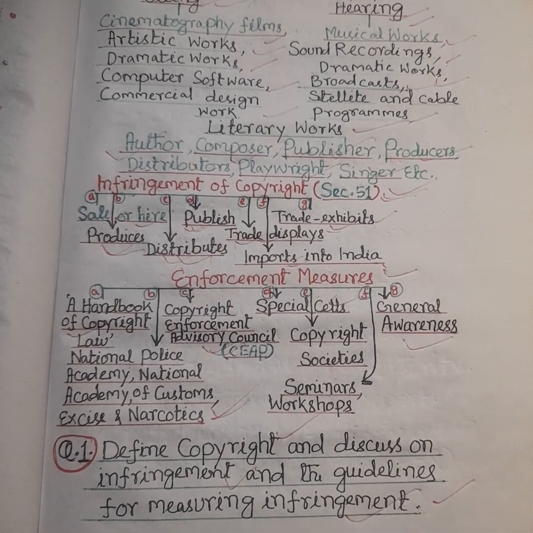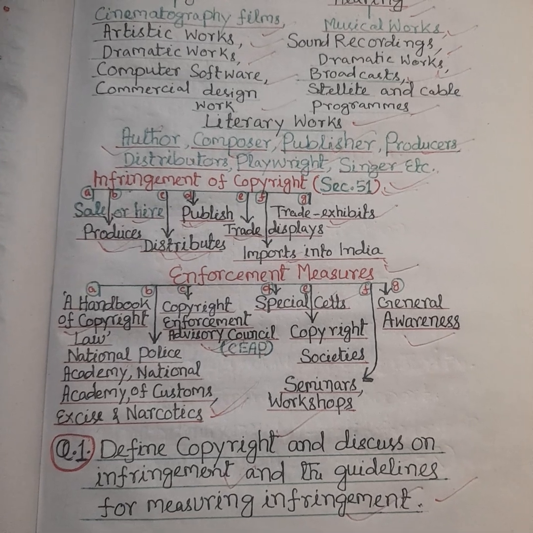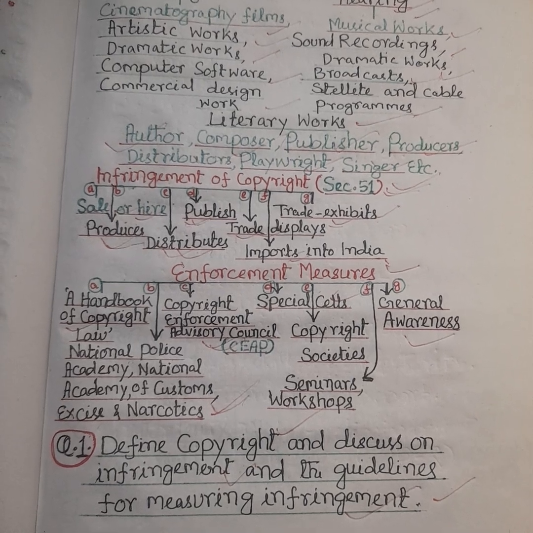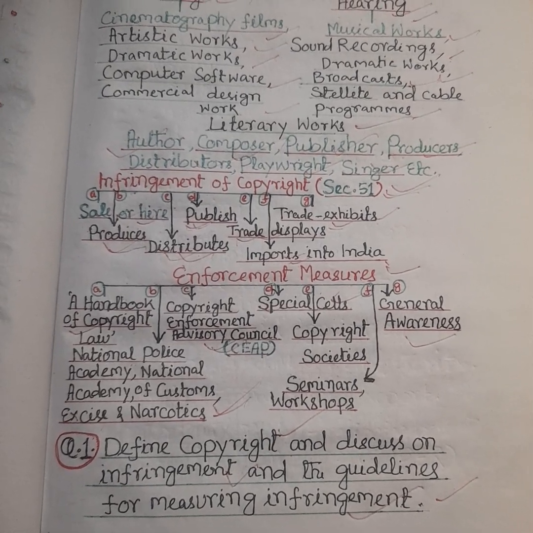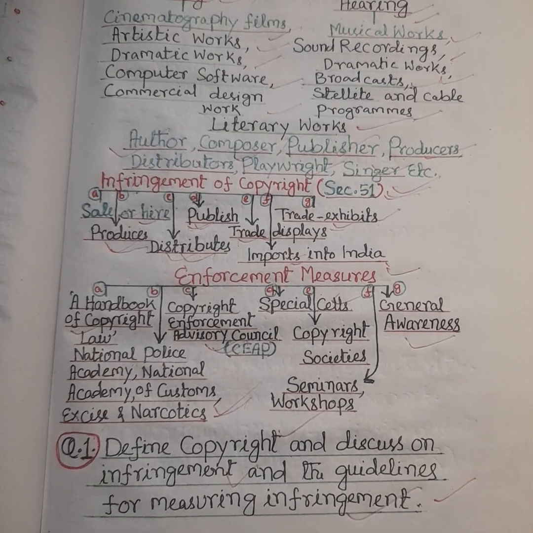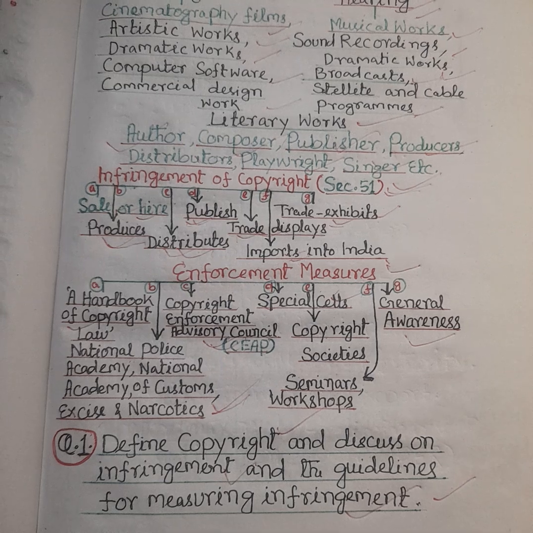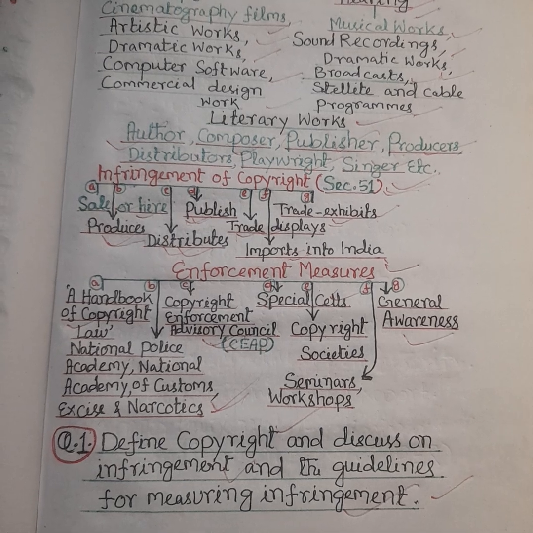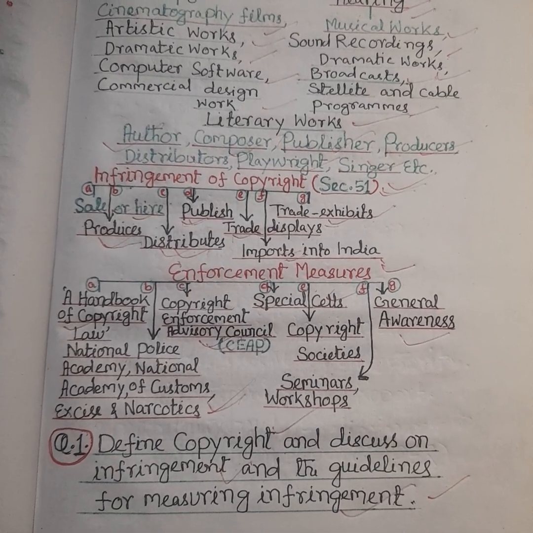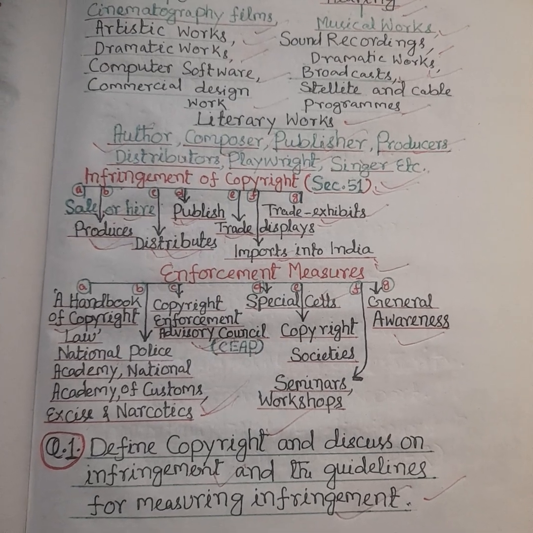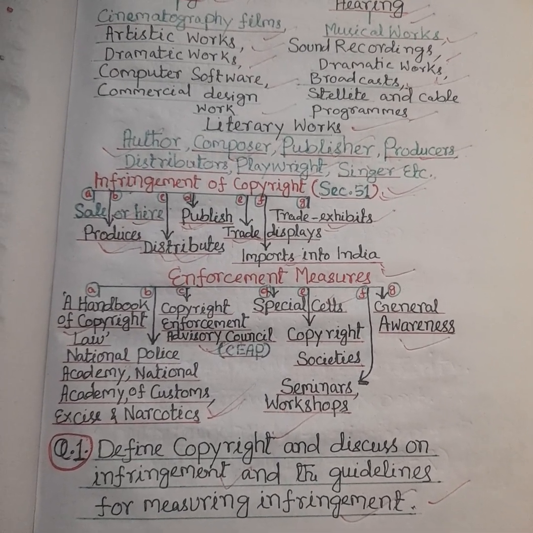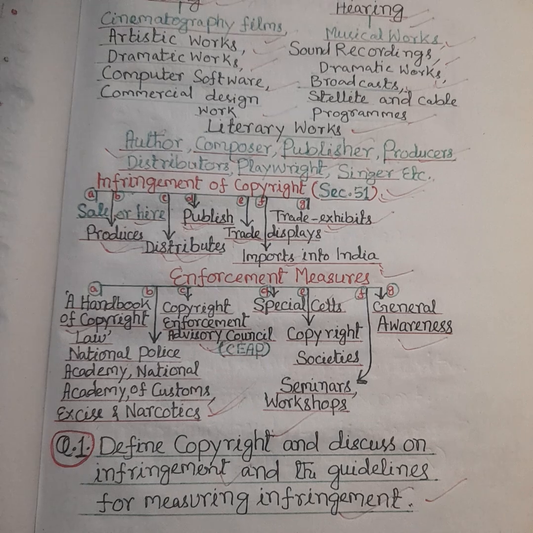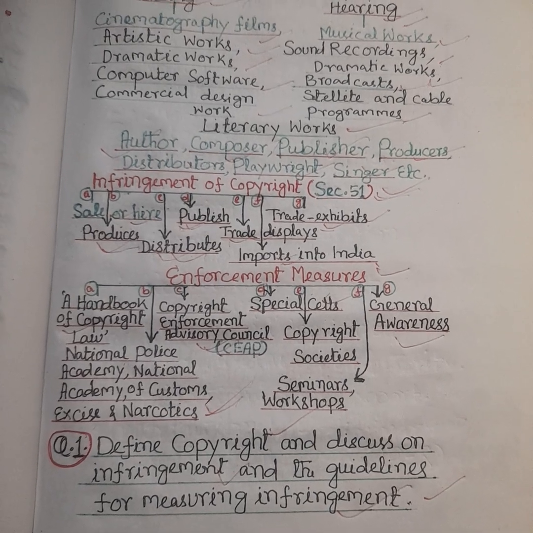the general public. So, the Copyright Enforcement Advisory Council is reconstituted from time to time to periodically review the progress of enforcement of the Copyright Act and to advise the government on measures for improving the enforcement. And so also special cells for copyright enforcement have so far been set up in 23 states and union territories in India.